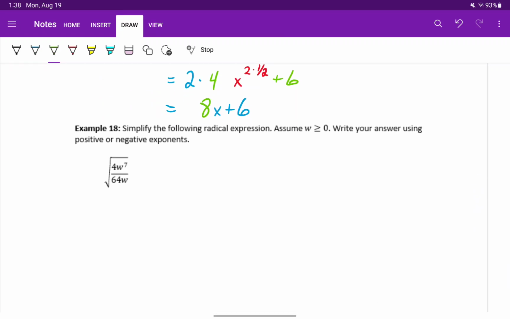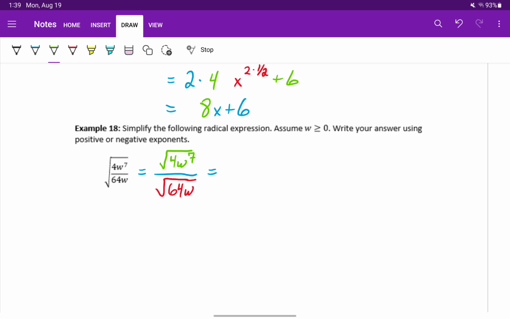In the last example, we have the opportunity to use the quotient rule for simplifying square roots, meaning we can rewrite this problem as the square root of 4 times w to the 7th power, all over the square root of 64 to the w power. We'll evaluate this problem in this manner, but I'm going to let you know that this is actually the more complicated way to approach this problem. We'll see why that is, and then we'll take a look at the simpler approach.